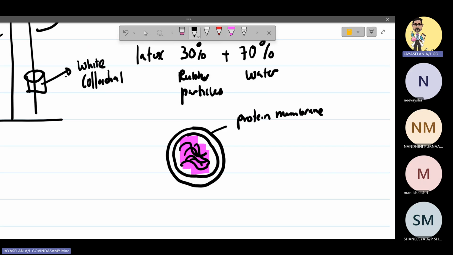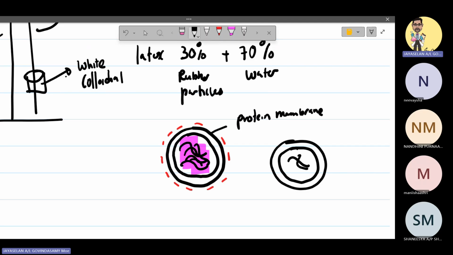And what is the problem with this protein membrane? The surface of the protein membrane is negatively charged. When negatively charged, it is difficult to break, because we have another particle that is also negatively charged. Like charges. What are like charges? Same charges. They will repel all the time, so they do not coagulate, and we cannot break the structure. We need to break the protein membrane and take this out. So in order to take this out, we need to add water.